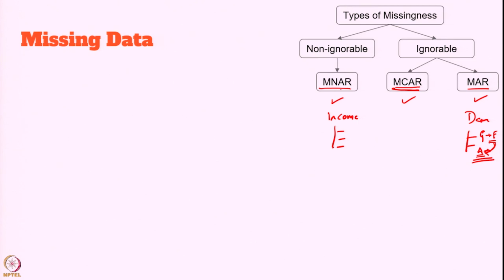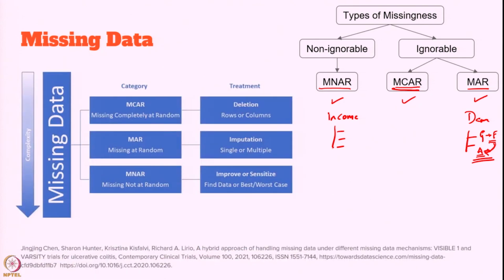So in this case, what do we have to do? For that, we have a classification based on, for example, the complexity. This is taken from one of the literature, where they say if the complexity of the given problem is very low, then for MCAR and MAR, we can ignore. Missing at random, missing completely at random, we can ignore. If it is MNAR, we cannot ignore, so then we have to do something. If the complexity is very high, then you cannot even ignore the missing at random part.